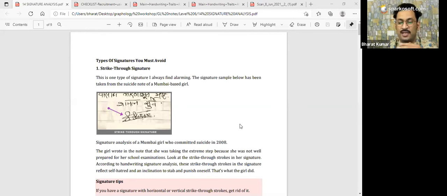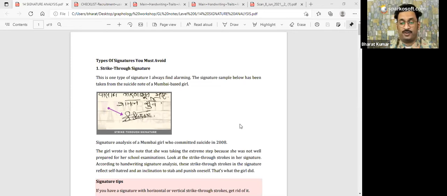So what I'm saying, many people cut their signature using different lines. Check it. If these lines are under the signature, the trait will be different. But just now, these lines are just over the signature. This is a very negative trait. Always avoid this. Extremely negative.